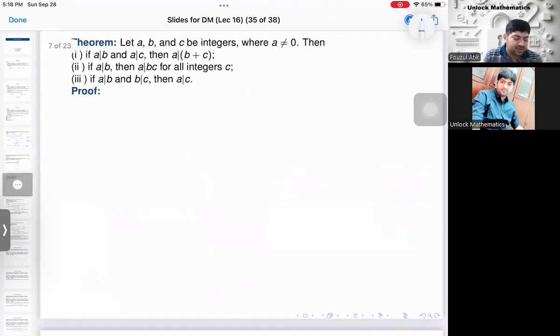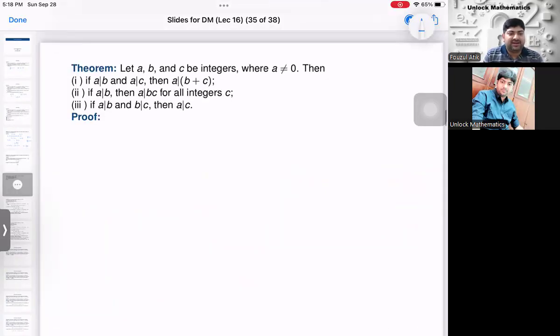Okay, next. We have few results related to this division. Let a, b and c be integers where a not equal to 0, then if a divides b and a divides c, then a divides b plus c. We all know, right, that if 3 divides maybe 15, and 3 divides 6, so 3 divides their sum 15 plus 6, 21, right? So a divides b, a divides c, a divides their sum. Yes, it is clear.